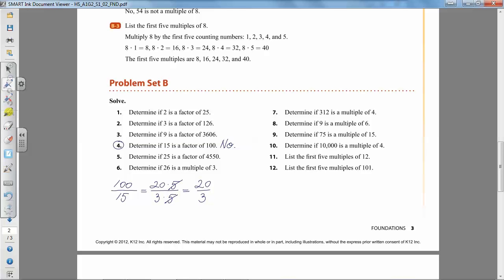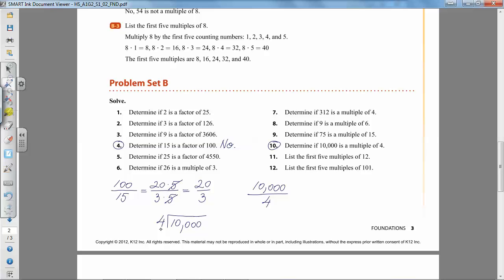All right. How about number 10? Is 10,000 a multiple of 4, which backwards could be, is 4 a factor of 10,000? Well, some of you will say yes right away. Some of you will say, I don't know, but we can find out, right? You can just go ahead and divide 10,000 by 4. You remember that, right? One way would be this one, like I said, to divide.